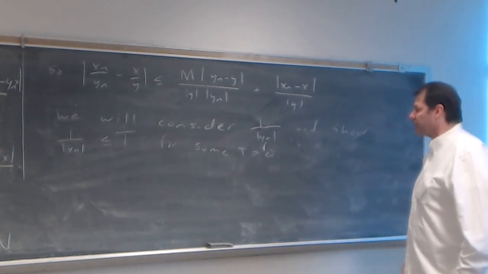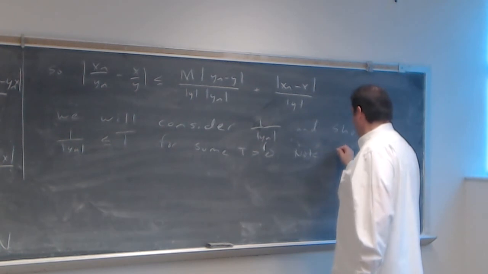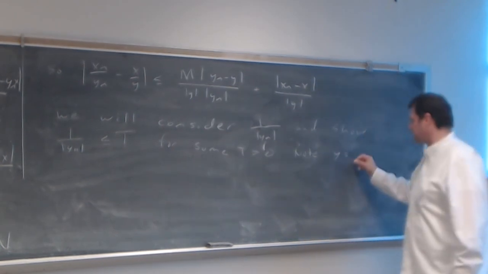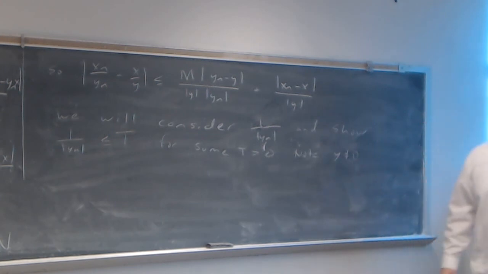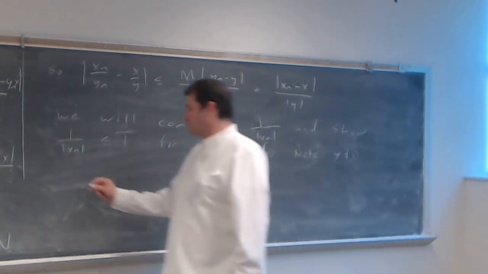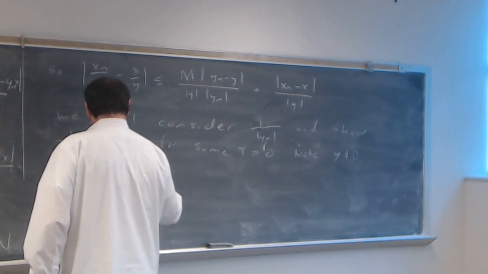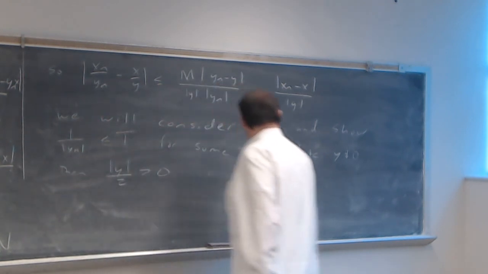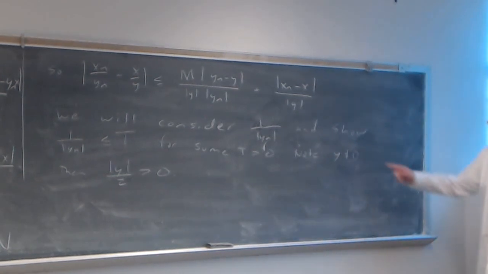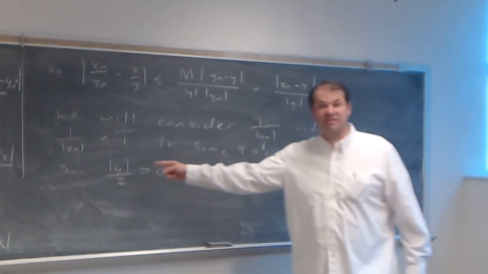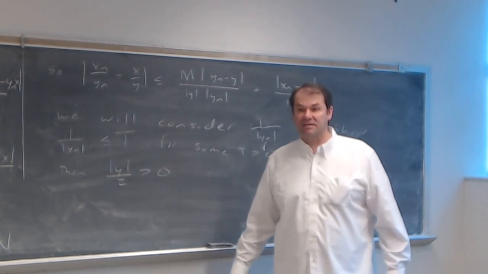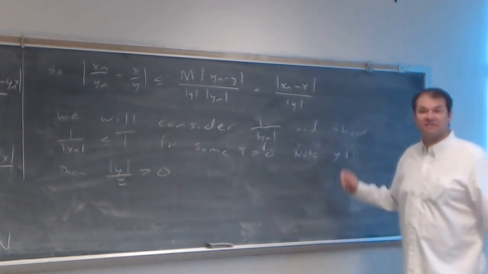First of all, note that y, what the sequence y sub n converges to, is different than 0. I don't know if it's positive or not, but it's different than 0. And so the absolute value of y over 2 is going to be bigger than 0. Take the absolute value of y, that's bigger than 0, so the absolute value of y over 2 is bigger than 0. The only way the absolute value of y over 2 is equal to 0 is if the absolute value of y is 0. But that can't happen because y is not 0.